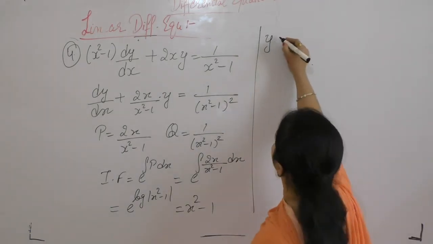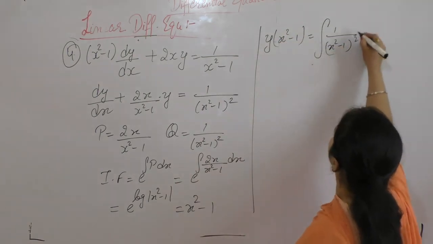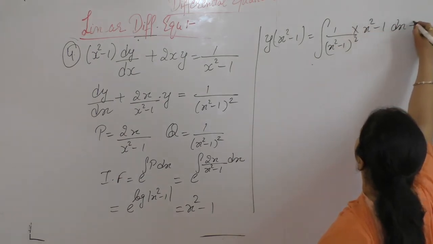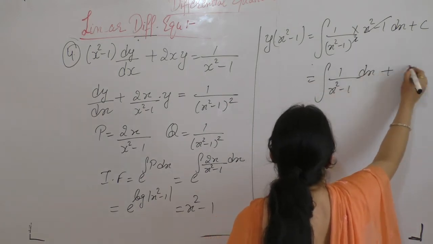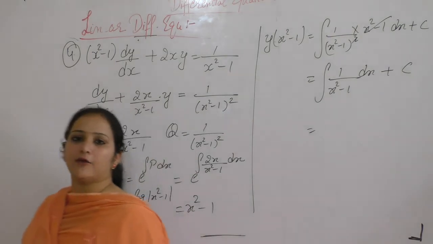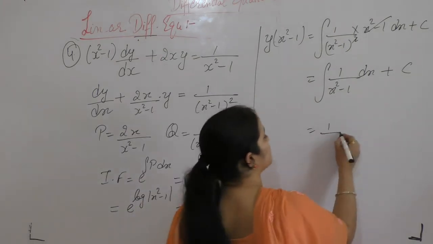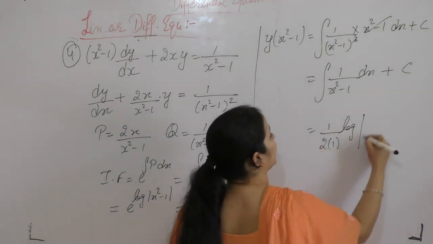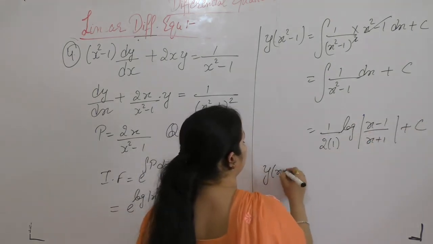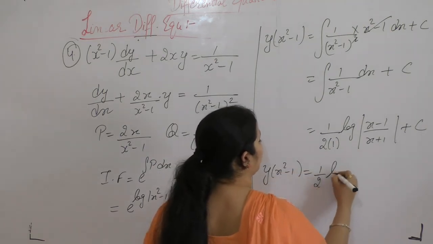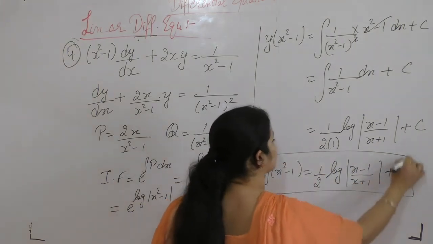Now y into integrating factor is equal to integral of q into integrating factor, the power will get cancelled, 1 upon x square minus 1 dx plus c. Now what is the formula for integral of 1 upon x square minus a square? It is 1 upon 2a log of x minus a upon x plus a. So y into x square minus 1 is equal to 1 by 2 log of x minus 1 upon x plus 1 plus c.